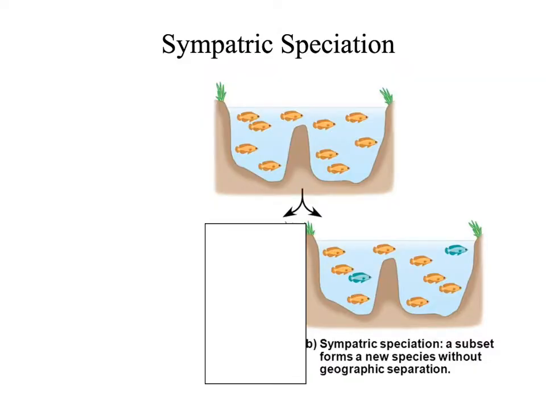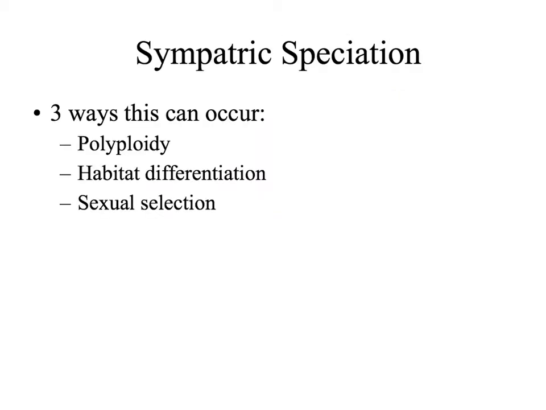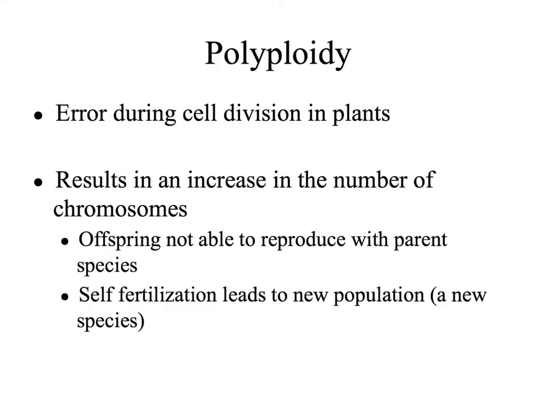The second type of speciation is sympatric speciation. This is when new species arise even though there is no geographical barrier. There are three ways that sympatric speciation can occur. The first is polyploidy, the second is habitat differentiation, and the third is sexual selection.